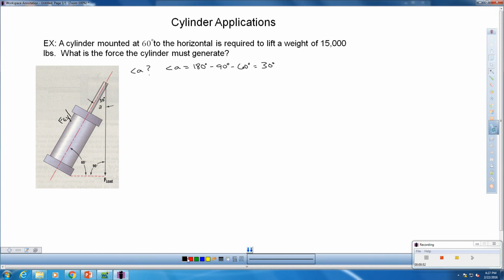Now we have to find the bearing force and the cylinder force. The bearing force is always perpendicular to the cylinder force. So if I come off the cylinder here at a 90-degree angle, let's mark this as 90 degrees right here. So I'm coming off the cylinder at 90 degrees. This is now the force of the load, and this is the bearing force.